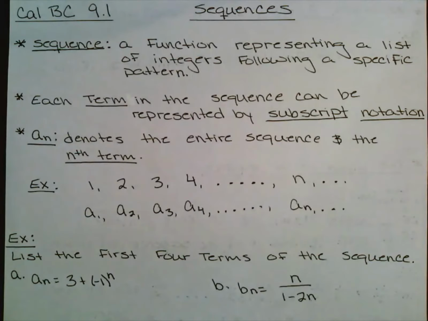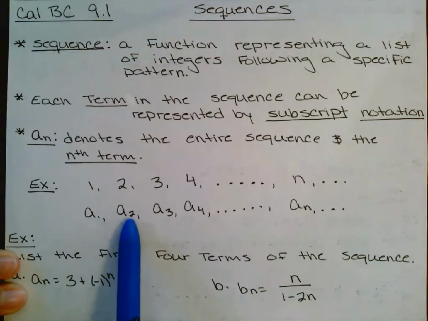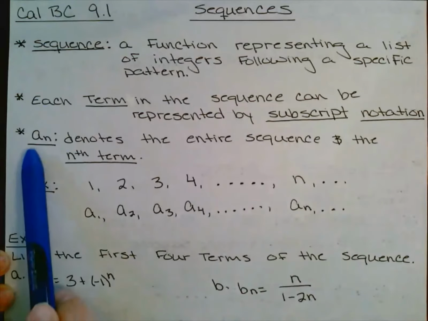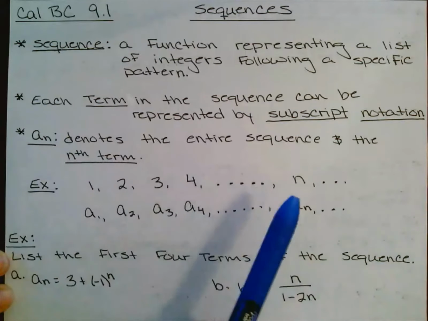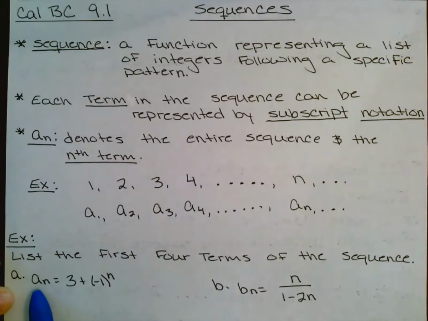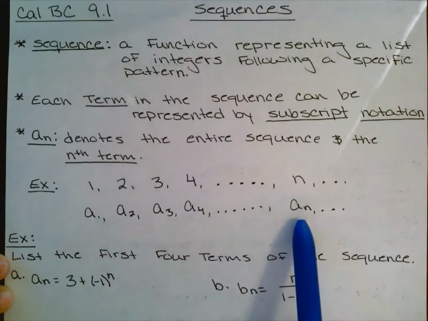Each of the terms within the pattern in the sequence can be represented by subscript notation. And all I mean by subscript is, so a sub 1, a sub 2, a sub 3. Those are subscripts, okay? So here's a sub n. A sub n is going to denote the entire sequence. I'll use that, look at this example down here, to represent the entire function. But it'll also represent what that last term, what's called the nth term, could be, okay?